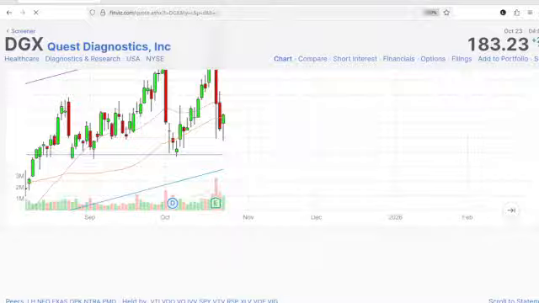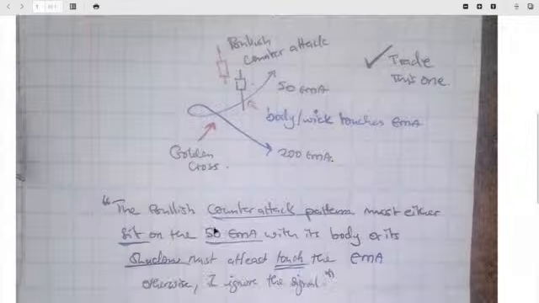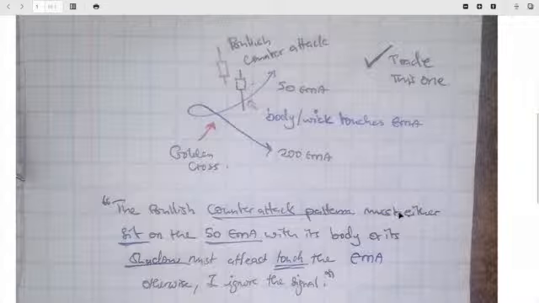All right. So yeah, basically this is what it is. As you can see, the body is touching the 50-day moving average on DGX, and this is one of my rules. One of my rules is the body of the wick should touch the EMA right here, right? And I say the bullish counterattack pattern must either sit on the 50 EMA with its body or its shadow, must at least touch the EMA, otherwise I ignore.